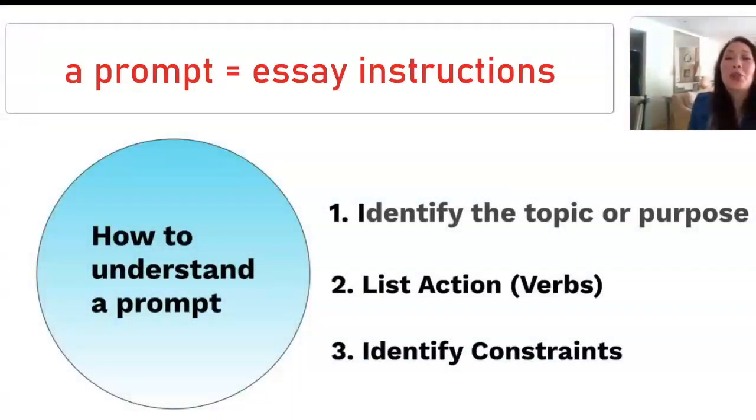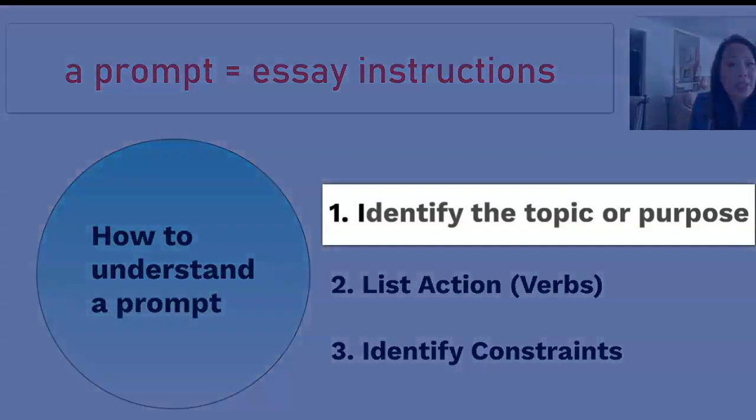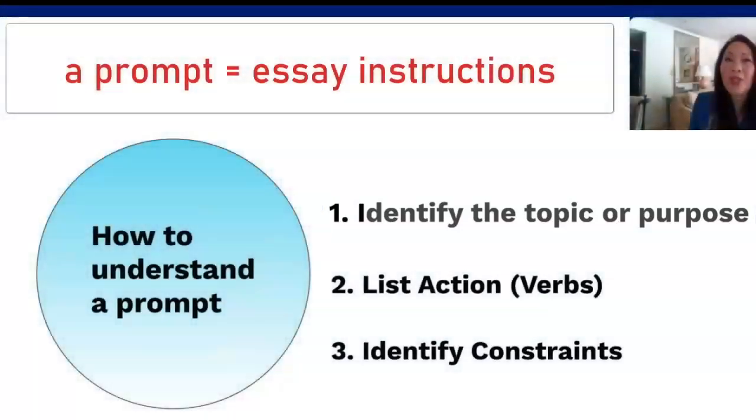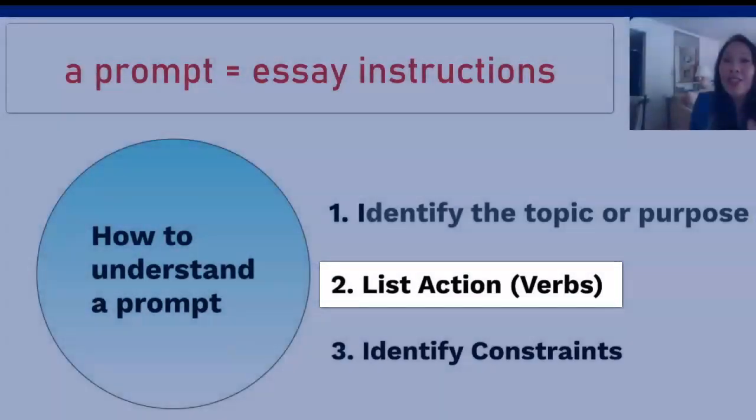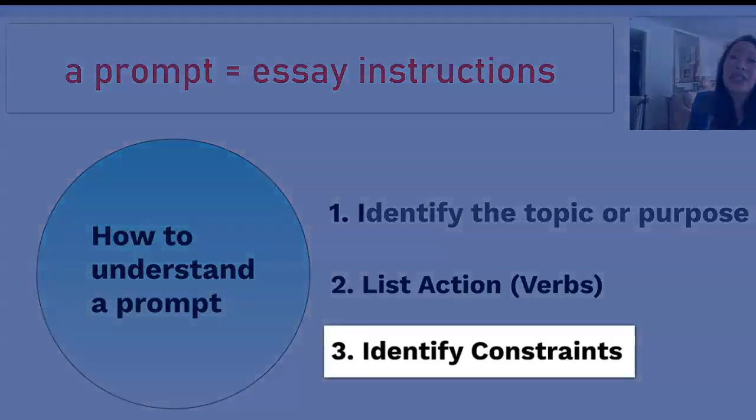All right, so there's three main steps that I'd like you to follow. I will go into more detail in a minute, but let's just briefly review them. The first step is you're going to identify your topic or purpose for the essay assignment. Two, you're going to list the action verbs in that prompt. And three, you're going to identify the constraints or the limitations that your professor has set forth for you to write the essay. So let's see how this is done.